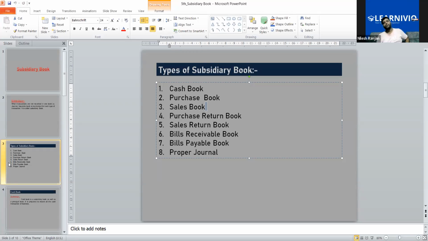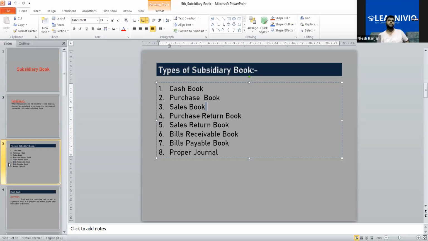Okay, then the last one, proper journal. What is proper journal? Any transaction which will not be recorded in any of the above categories will be recorded in proper journal. So we are recording cash purchase of goods in cash book and credit purchase of goods in purchase book. But what about assets? If we purchase assets on cash basis, it will go in cash book. But if we purchase assets on credit basis, it will go in proper journal.